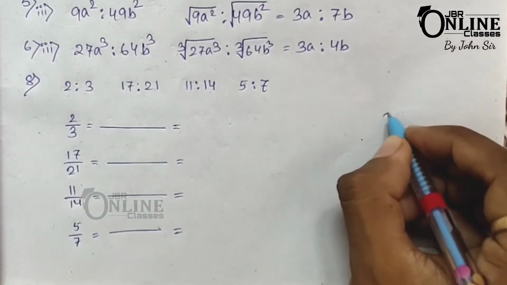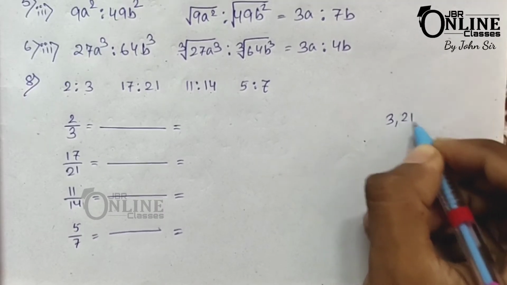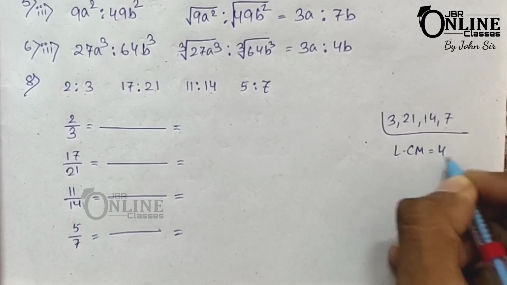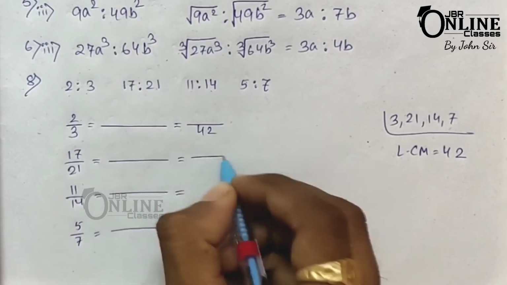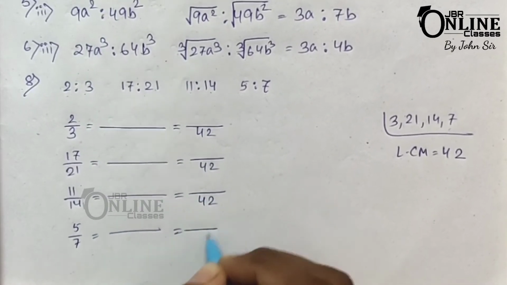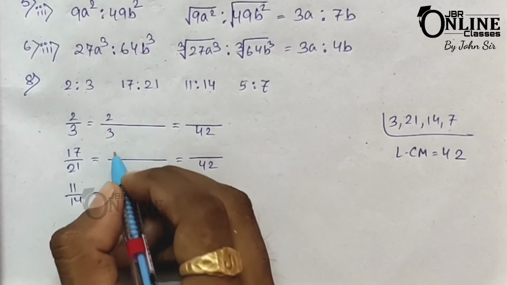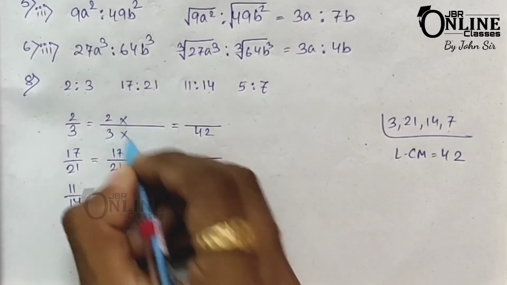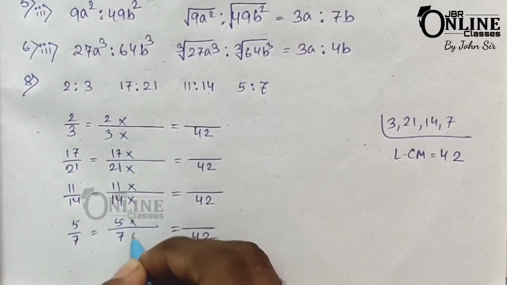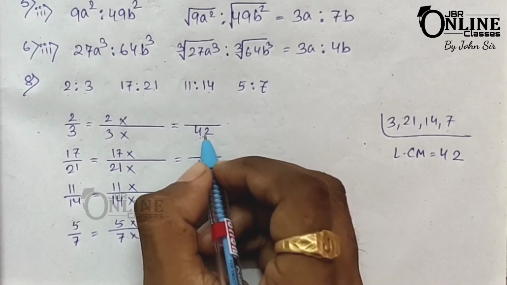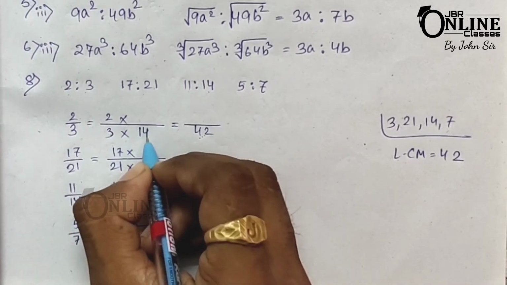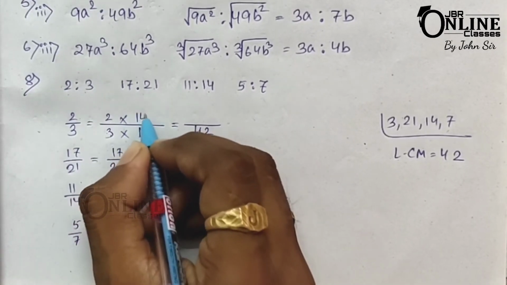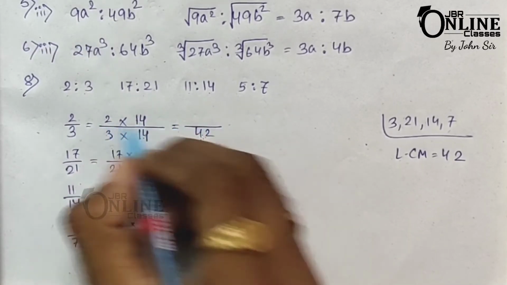So here first you have to find the LCM of 3, 21, 14 and 7. Okay, so here the LCM is 42. So first write down 42 in each and every denominator of the fractions. Okay, now here 2 by 3, 17 by 21, 11 by 14 and 5 by 7. Okay, carefully, just put down the multiply sign. Now here 42. To get 42 you have to multiply 3 with 14, that becomes 42. So if in the denominator there is 14, then in the numerator there will also be 14. So just write down 14 into 2, 28.